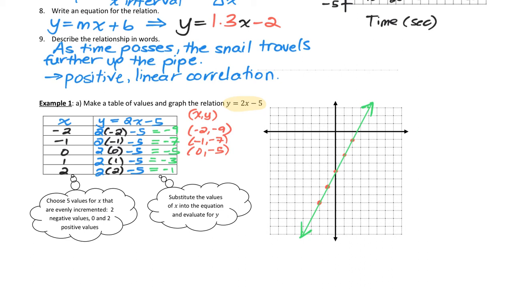The last thing that I need to make sure that I do is label my y and my x axes, and I need to state my scale. My scale is a 1-to-1 ratio because every one box represents 1 unit.